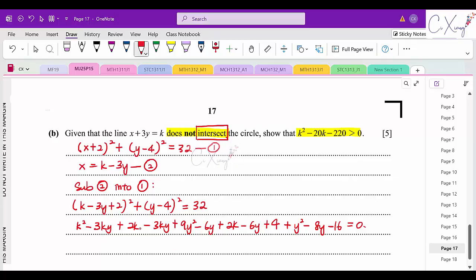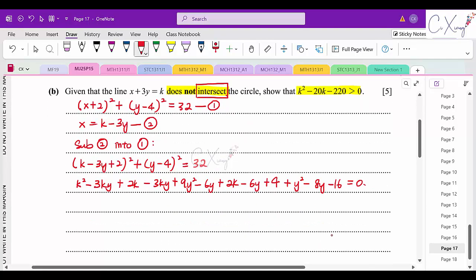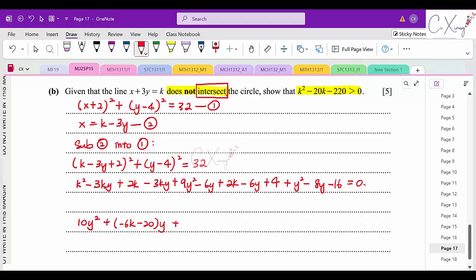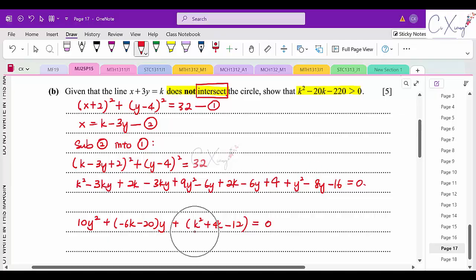Okay, so I have done a little bit of expansion, so you try and check whether my answer here is correct or not. After you expand it, try to simplify all the terms that you can, and I want to group them in terms of y, because you can see that we have y squared and also y. If I group it in terms of y, I have 10y squared, then simplify everything here, should have negative 6k minus 20 with the y, and also k squared plus 4k minus 12 equals 0. Okay, so after you simplify everything here, by right, this is the equation that you should get.